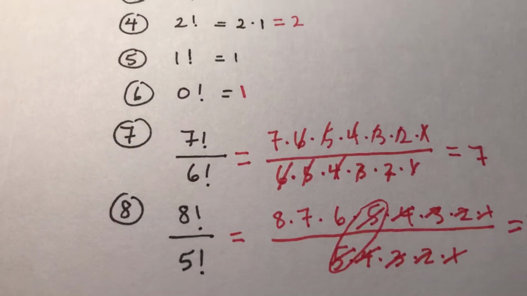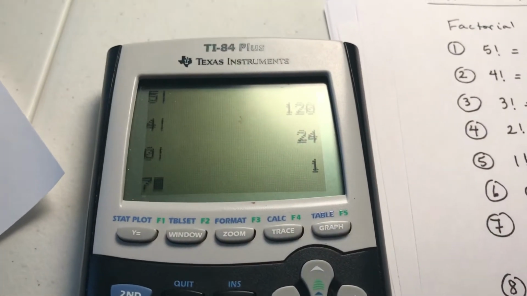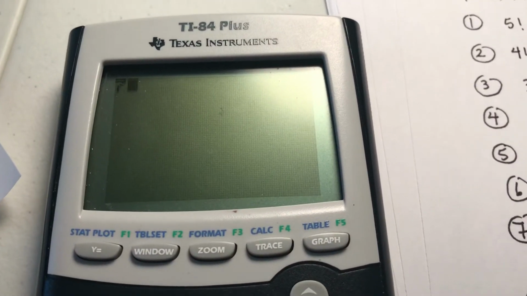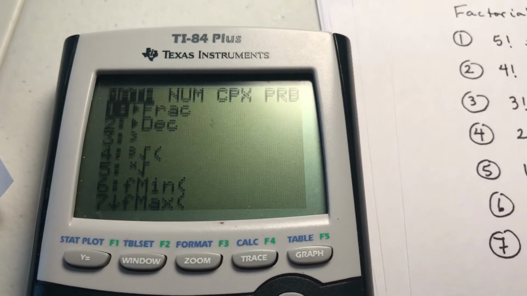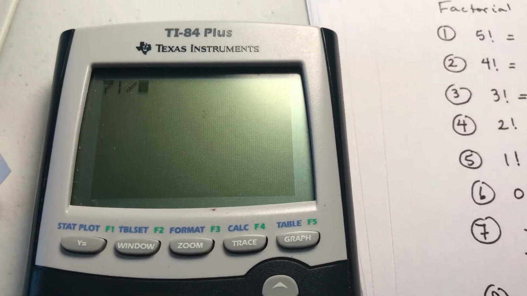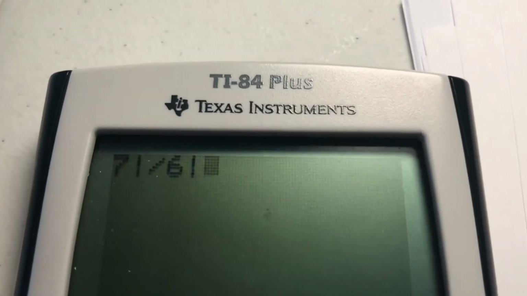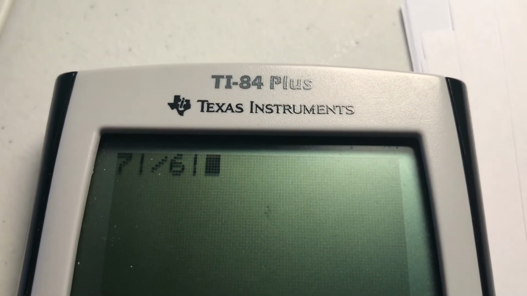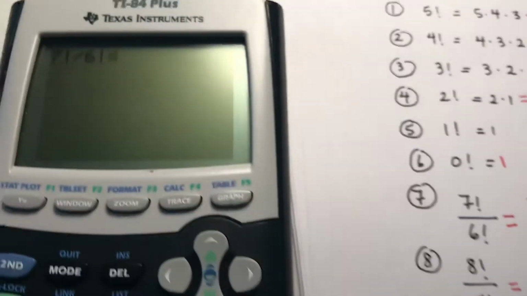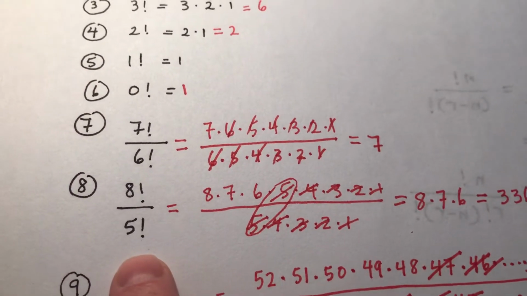Now, let's do 7 factorial over 6 factorial. All right, so 7, I'll clear this, 7 math, you can even go to the left and get there quicker, number 4, divided by 6 math, number 4. So you just put it in there like this. And I'm putting in 7 factorial divided by 6 factorial, that's number 7. And enter gives you 7. Look at that. 8 factorial over 5 factorial. You can do that on your calculator.